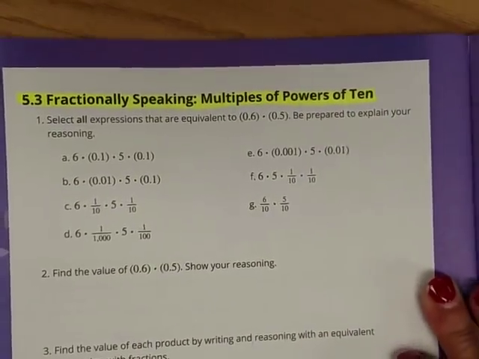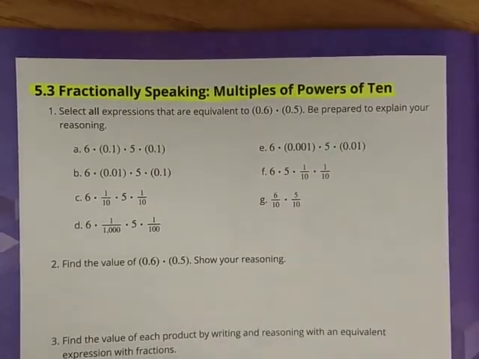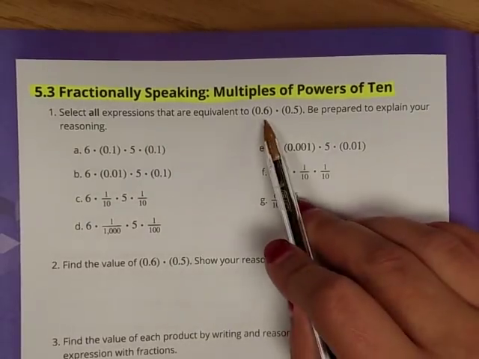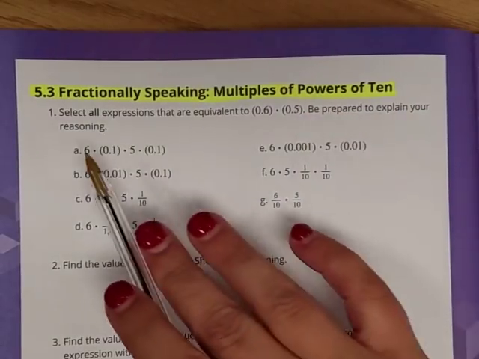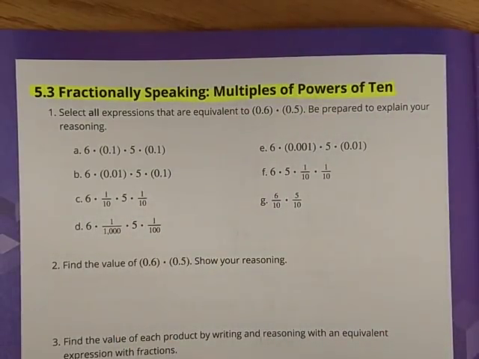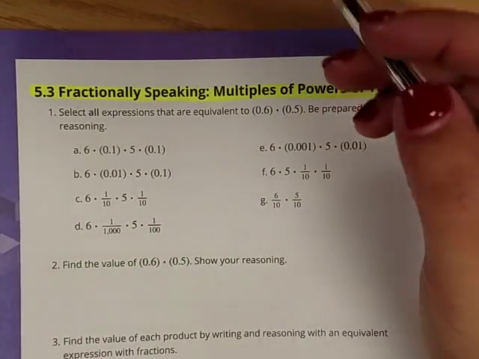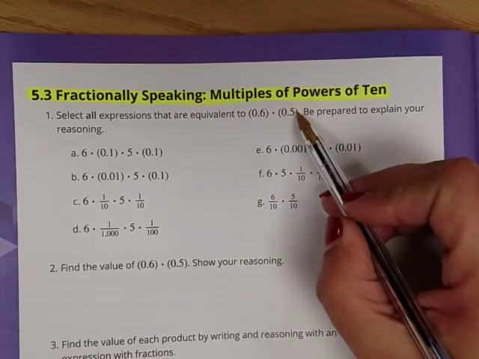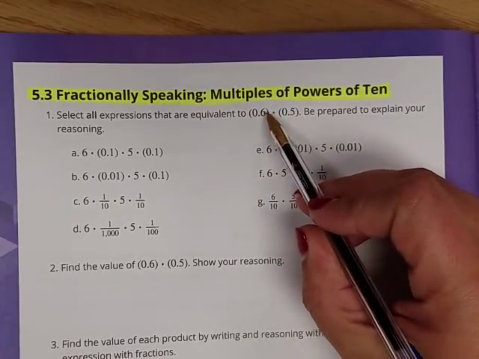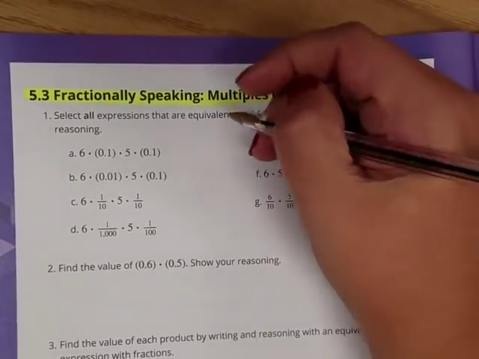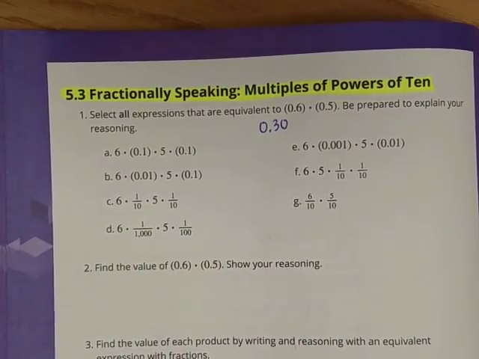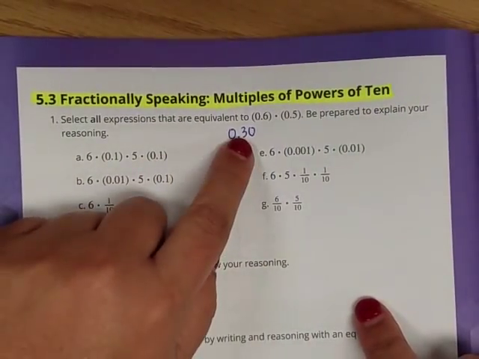All right. 5.3, fractionally speaking, multiples of powers of 10. So question 1 says select all expressions that are equivalent to 6/10 times 5/10. Be prepared to explain your reasoning. So first of all, we probably need to figure out what this is. And what we're going to get is that you have 0.6 times, basically you have half of 0.6, and half of 0.6 is 0.3 or 0.30. So we want to know of these, which ones will give you the same answer as that.